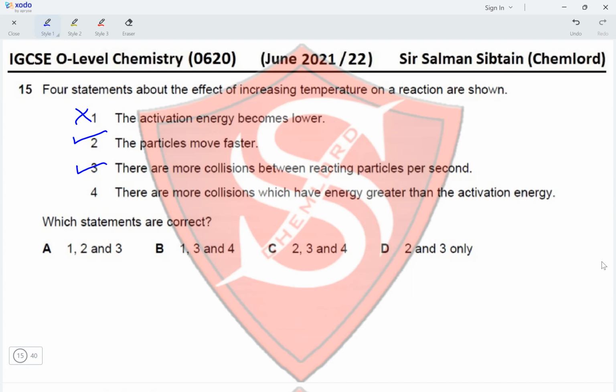There are more collisions which have energy greater than the activation energy. So if the number of collisions has increased, the number of collisions between particles that have energy greater than the activation energy would also increase. So this is also correct. So only statement 1 is incorrect. 2, 3, and 4 are correct, making option C the correct option for this question.